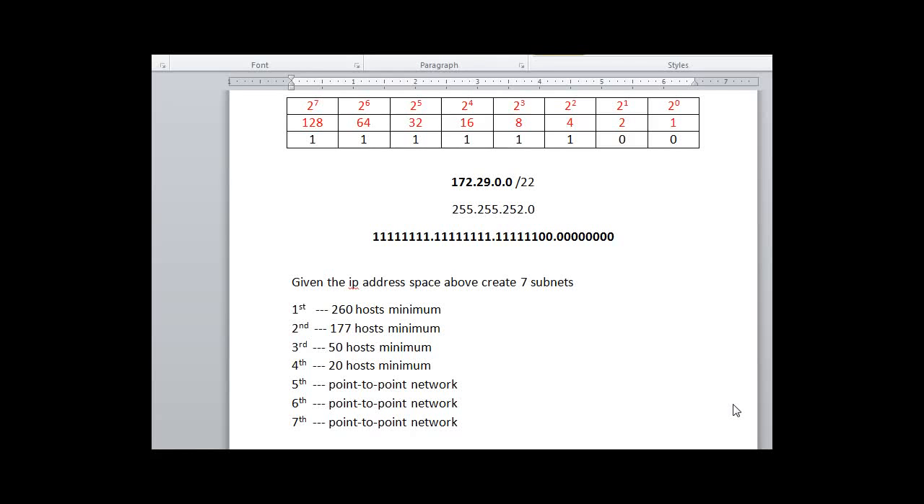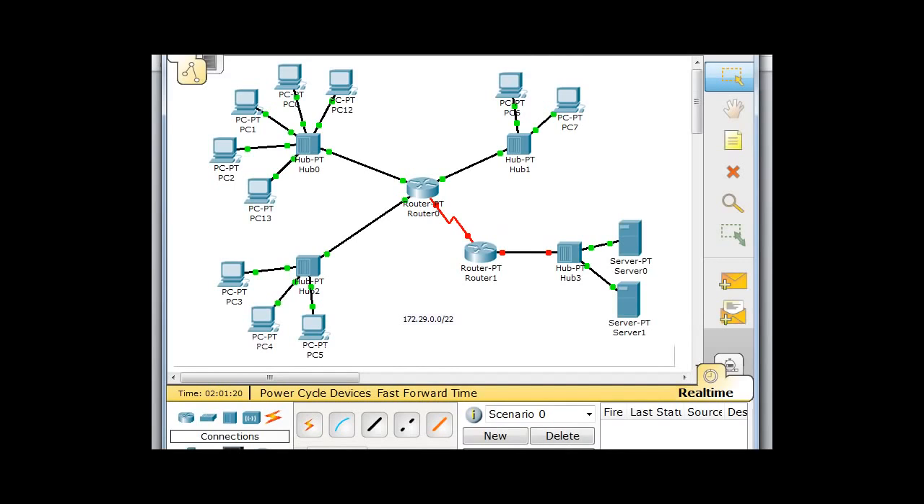Okay, let's look at a little more difficult subnetting scenario. Let's say you have a network here, right? And you've got a network here, a network here, a network here, servers over here, and then you have a point-to-point network with just two interfaces in between these two routers, and you're given a starting point of 172.29.0.0/22, and you need to create multiple subnets from this address space. So how would you approach that?